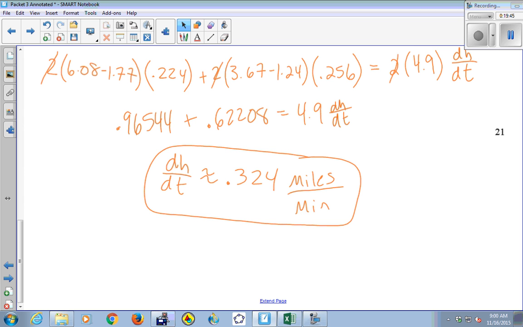All right, so that was similar to other related rates problems. It just had the little wrinkle in that the known rates of change weren't given directly. You had to sort of come up with an approximation. Okay, so that's my only example for today.